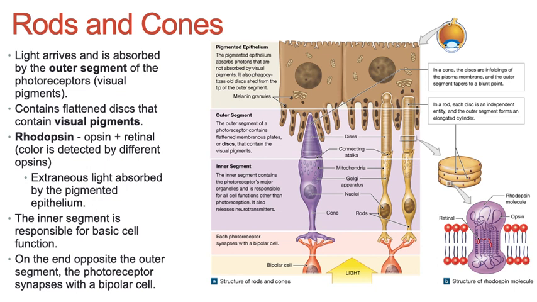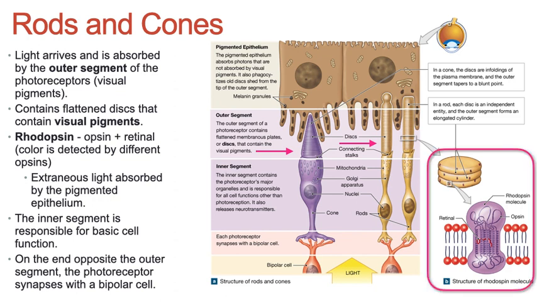So both of these areas are going to contain pigments that are called visual pigments. Okay, so when light arrives, it's going to be absorbed in the outer segment of the photoreceptor, which I've just drawn some arrows here. Okay, and what these contain are these visual pigments. They have these flattened discs, and within these discs are the visual pigments, which is shown here on the right. That visual pigment is referred to as rhodopsin. It consists of an opsin as well as a retinal molecule.